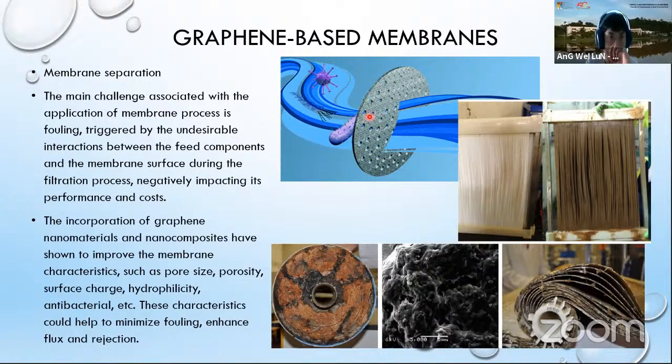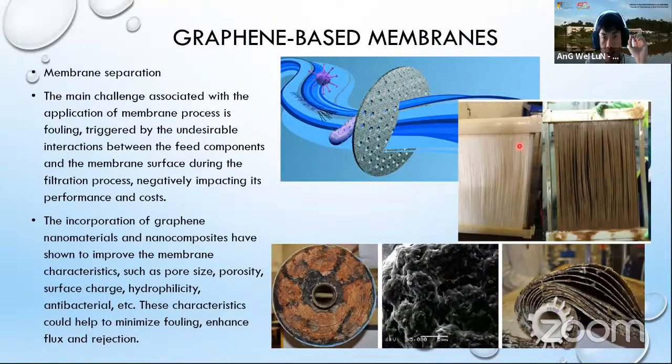It's actually a membrane. This membrane has pores on its surface, and these pores are very, very tiny, which prevent the bacteria or other impurities or pollutants from passing through it. And then the treated water, the clean water, will be able to pass through it. But the main challenge associated with the application of membrane processes is actually fouling. So remember this word, fouling.